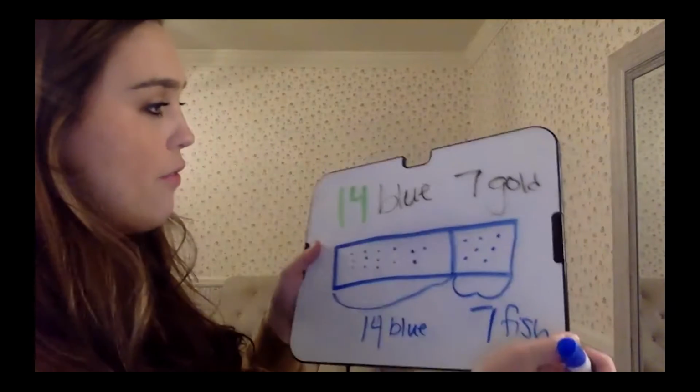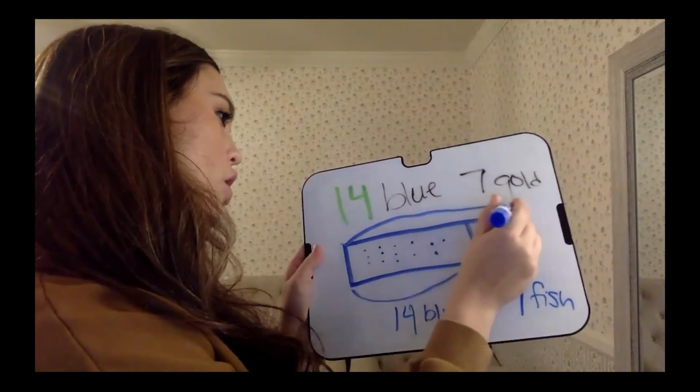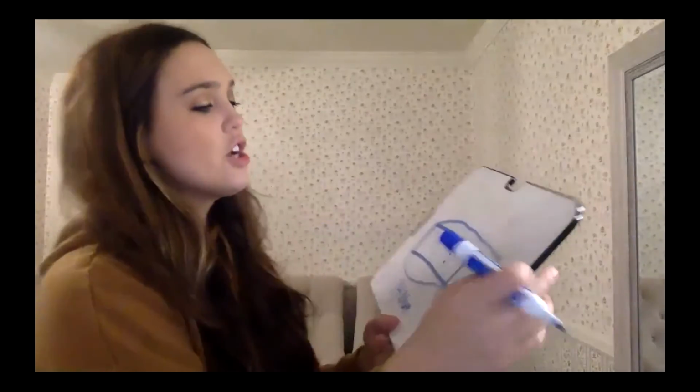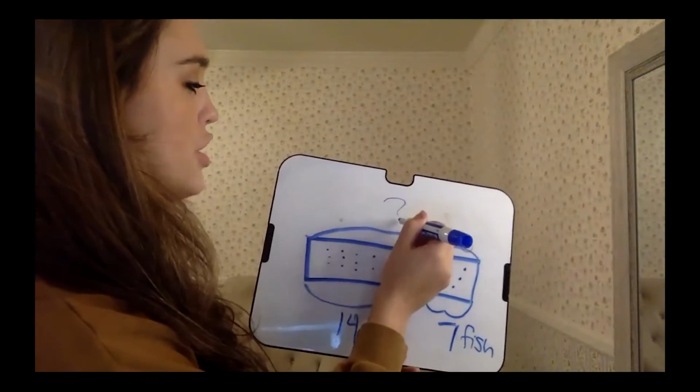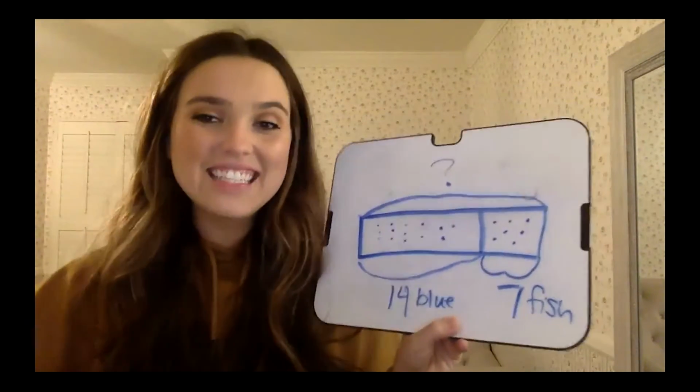Now what we're looking for is how many are all together? Oops. I'm going to erase these at the top. Sorry, my whiteboard's not too big. I wish it was a little bit bigger so I could show you guys better. But I'm erasing at the top. We are looking for the total number. So now that we've drawn that out, let's look at the next step.